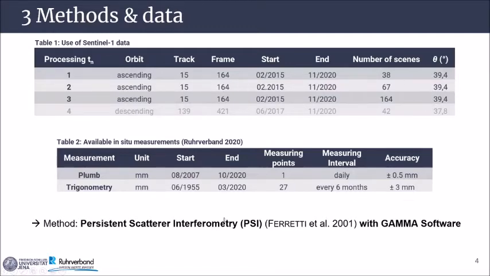Table 2 lists the in situ measurements which were used for the accuracy assessment. Daily recorded plumb measurements with an accuracy of plus minus 0.5 mm were used. The trigonometric measurements have an accuracy of plus minus 3 mm and are recorded once in 6 months, with a total number of 27 measuring points across the wall. For the PSI processing, the Gamma software was used.